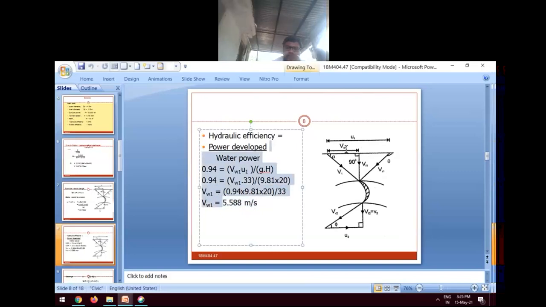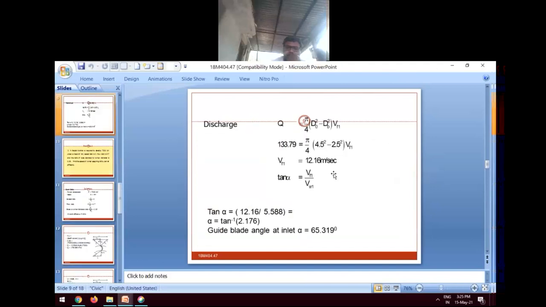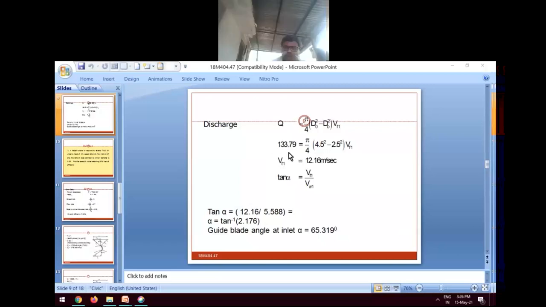Where is the Vw1 here? So this is the Vw1 at the inlet velocity triangle of the Kaplan turbine. Then using the discharge equation, Q equal to pi by 4 (Do square minus Db square) into Vf1, you can calculate the Vf1. So Vf1 equal to 12.16 meters per second.